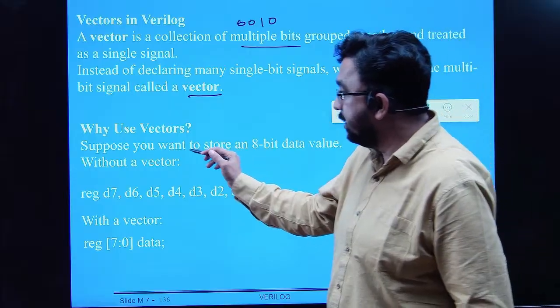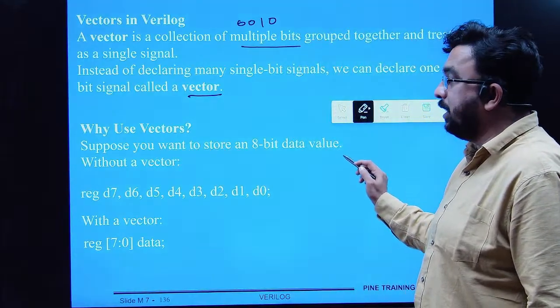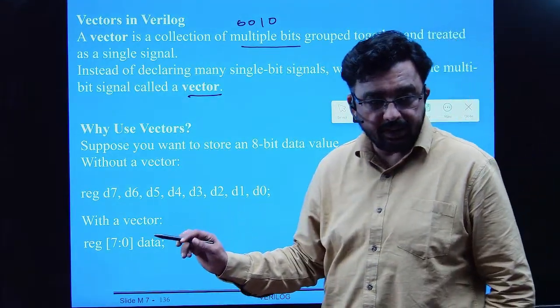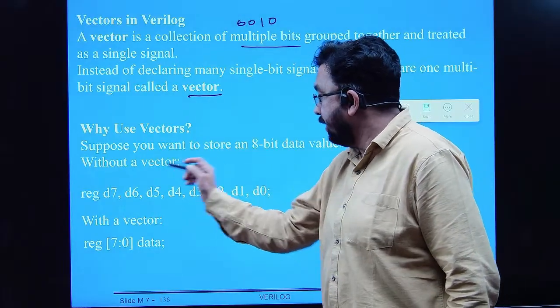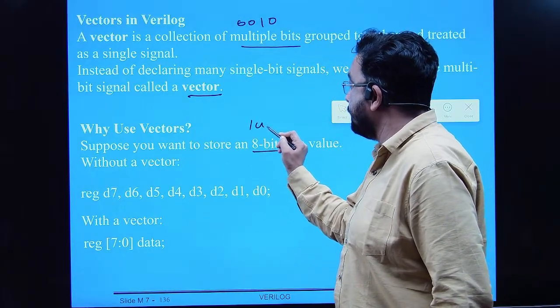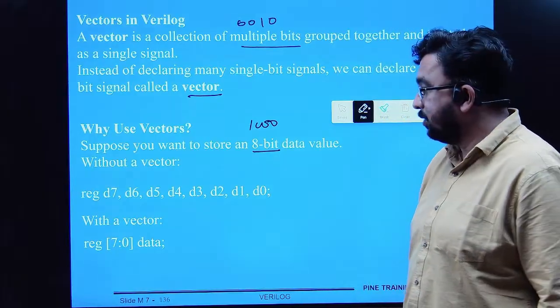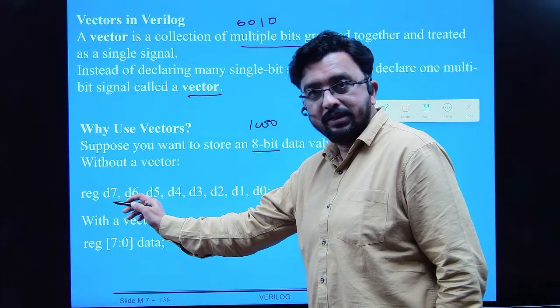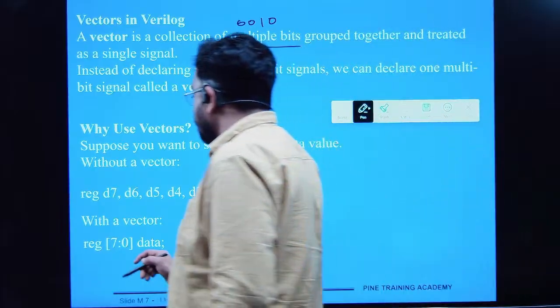Suppose that you want to store an 8-bit data value. 8-bit or 1000-bit, anything. So either you write it here, reg 7, or reg 1000.